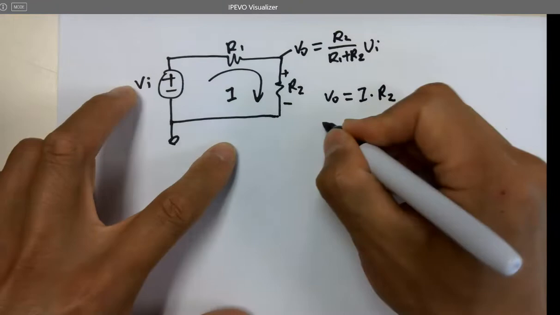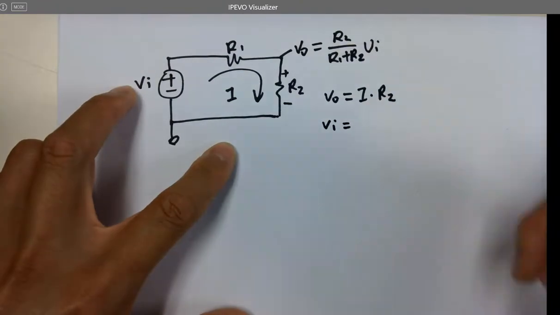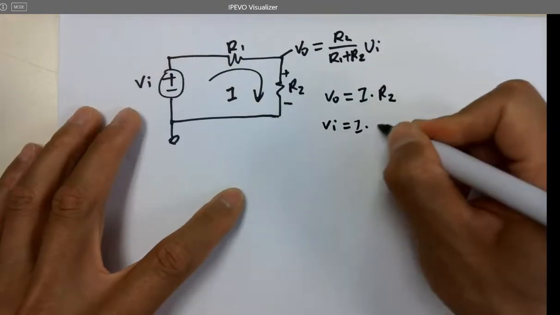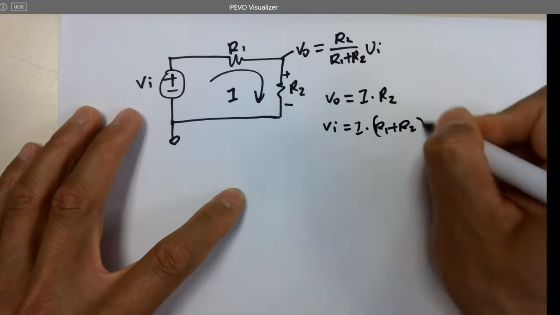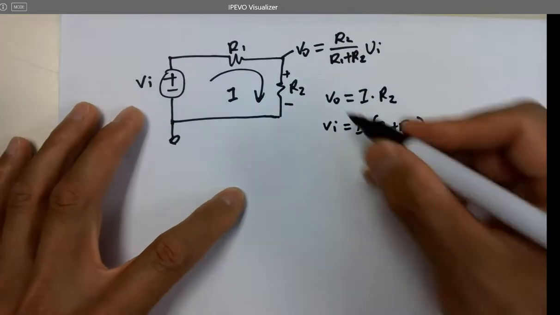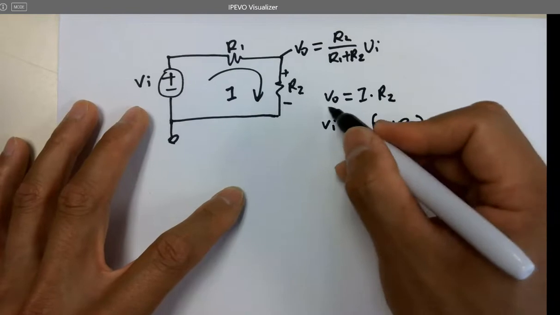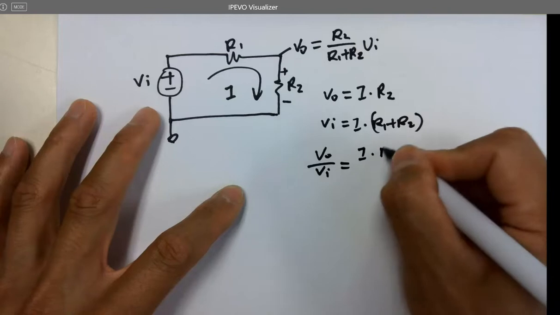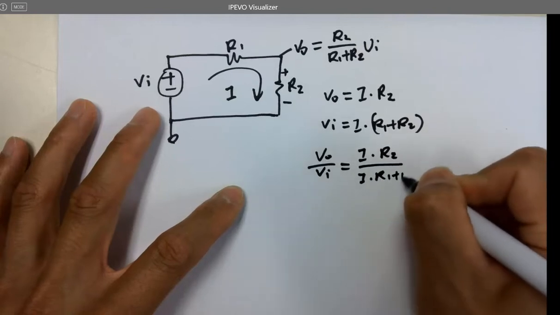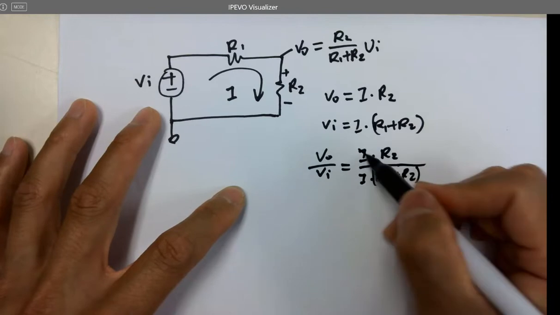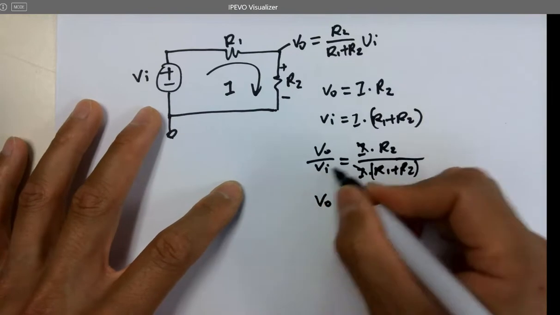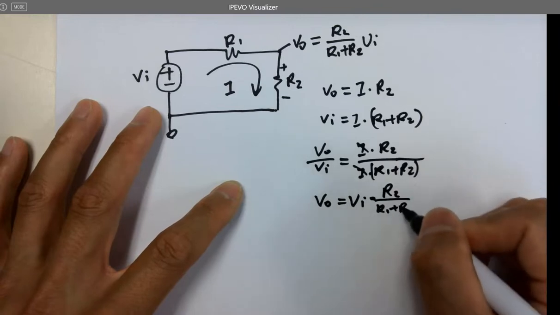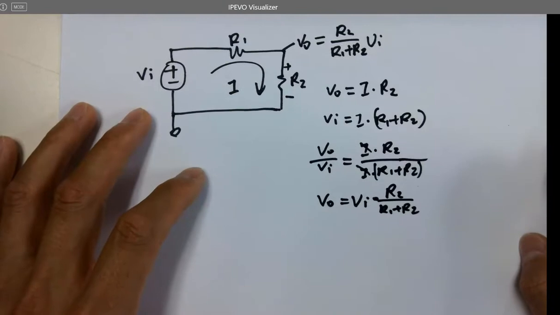What about VI? You got two resistors, just add them together, right? So it equals I times R1 plus R2. And divide here over here. So VL over VI equals I times R2 over I times R1 plus R2. And cancel, right? Then VL equals VI times R2 over R1 plus R2. So that's the voltage divider theory, how you derive it.